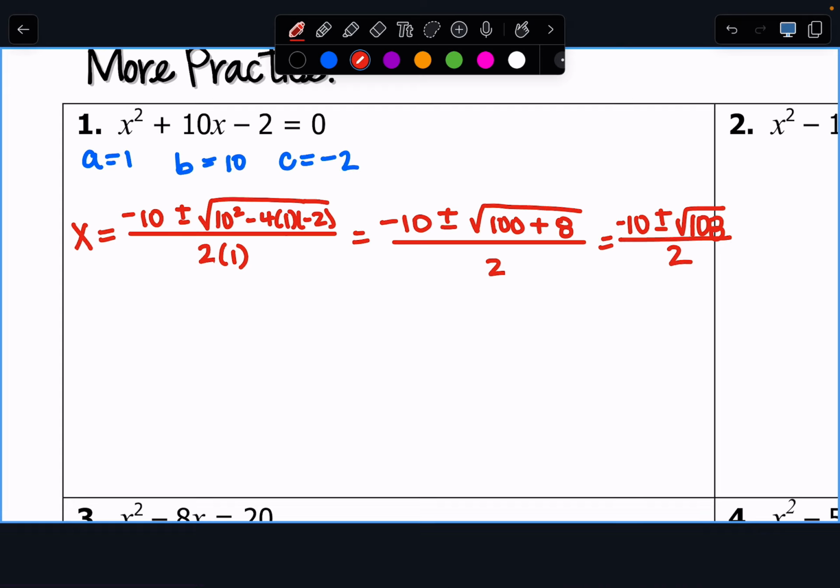make some decisions. Do you think 108 can be simplified? Yeah. Okay, so help me out. What multiplies to 108? 9 and what? 12. 9 and 12. 9 is 3 times 3. And 12 is 4 times 3. 4 is 2 times 2.